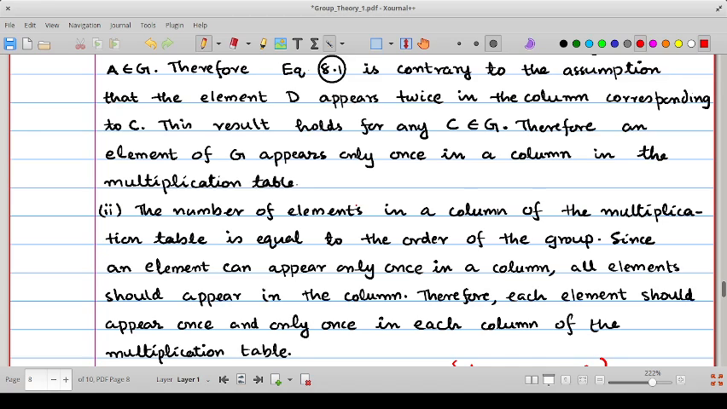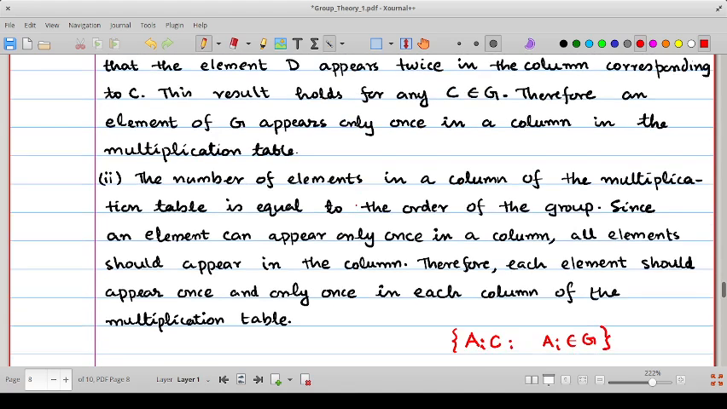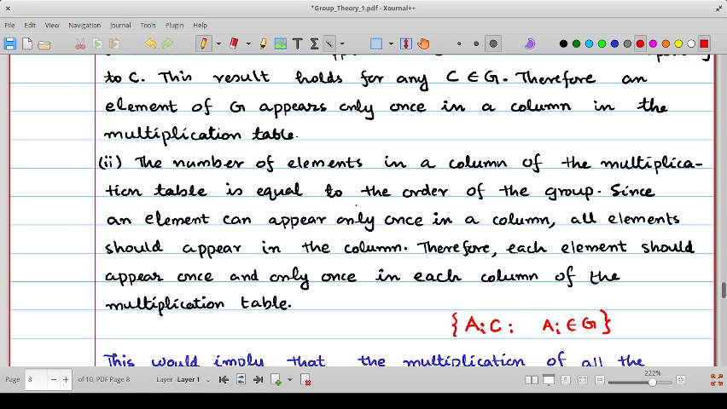And in the first step, we have shown that no element can appear more than once in a column, and the number of cells in the column is equal to the order of the group. So that means all elements of the group should appear in the column. Which then proves the rearrangement theorem, that every column must contain each element of the group once and only once.